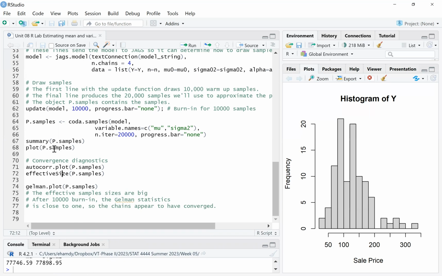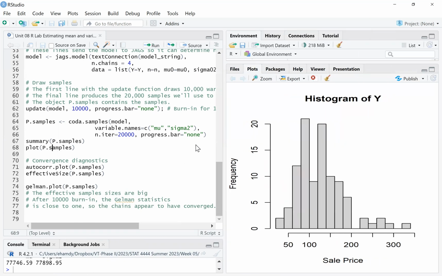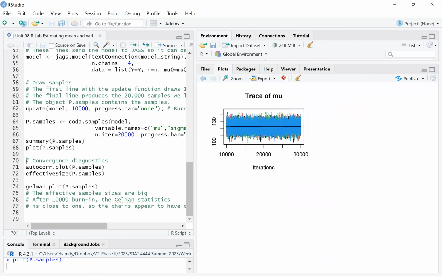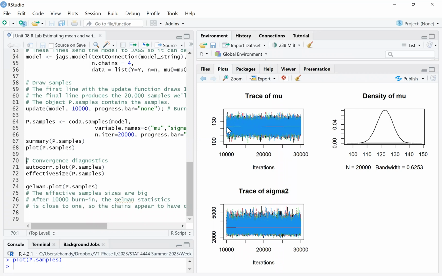How do I know convergence happened? Let's plot these samples. Let's plot the trace plots. It takes some time. Keep in mind, I have 4 chains at the same time, so you have 4 colors for each trace plot. This is the trace plot of mu. It looks like convergence happened. The 4 chains mixed well, and they are randomly scattered above and below some specific value. The same thing for the trace plot for sigma square. The 4 chains mixed well.